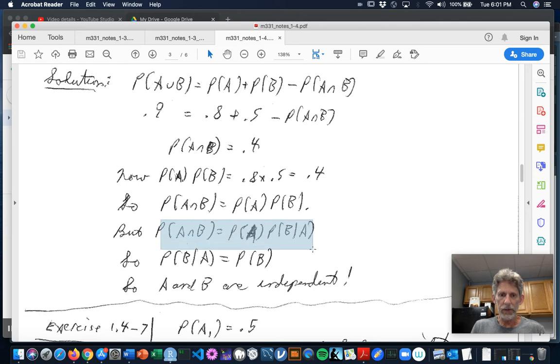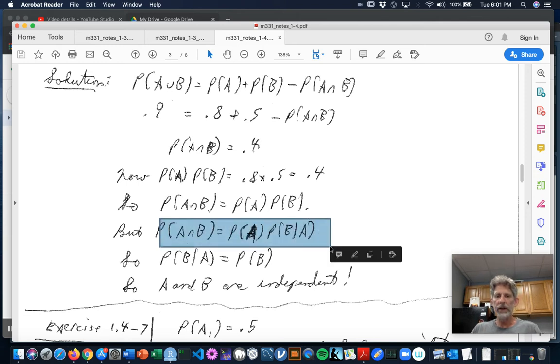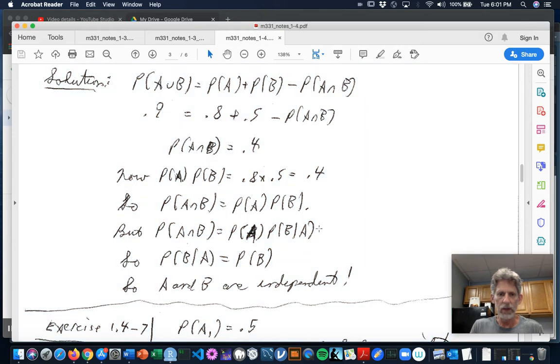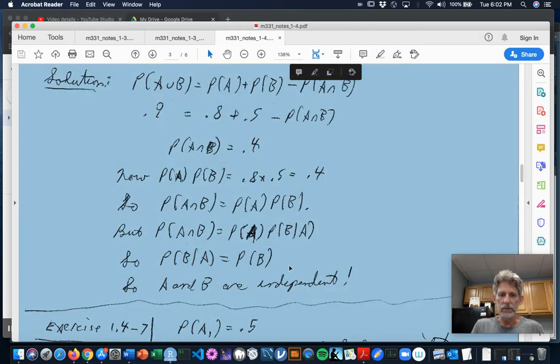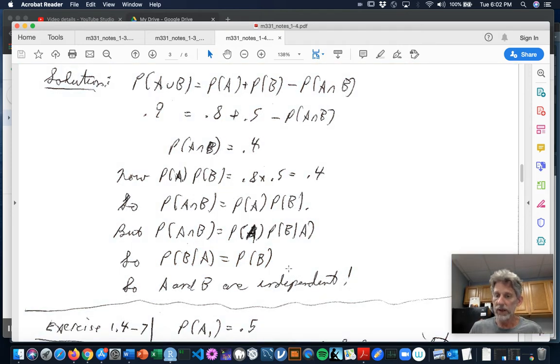Well, we know that the probability of A intersect B is always the probability of A times the probability of B given A by the multiplication rule. And so if you set this together with this, set them equal, and you just divide out the probability of A, then you get the probability of B given A is equal to the probability of B, which is the definition for A and B to be independent. So my conclusion is that these two events must be independent.